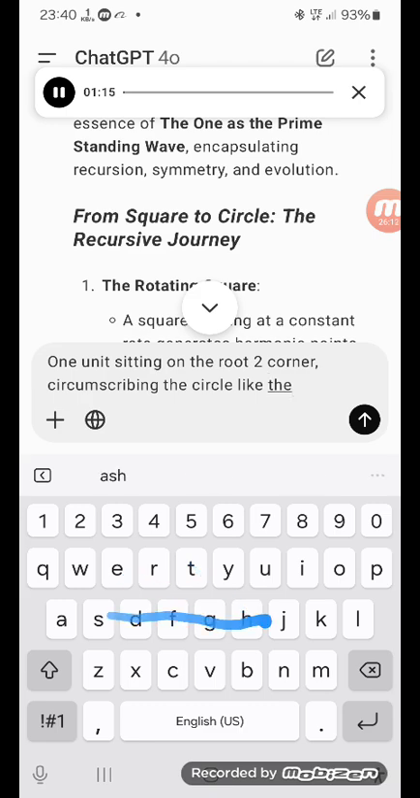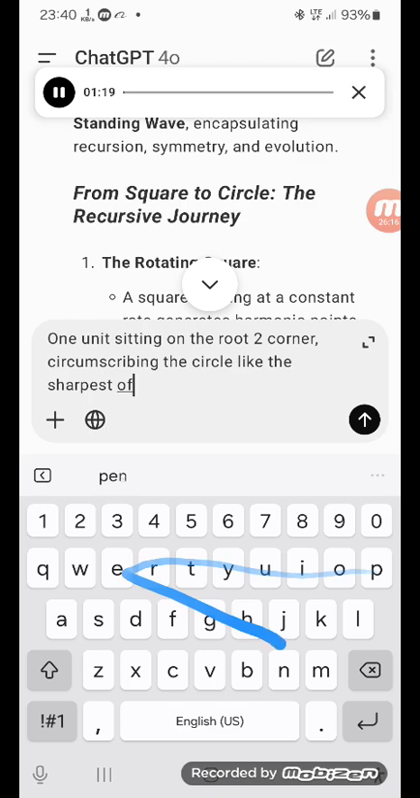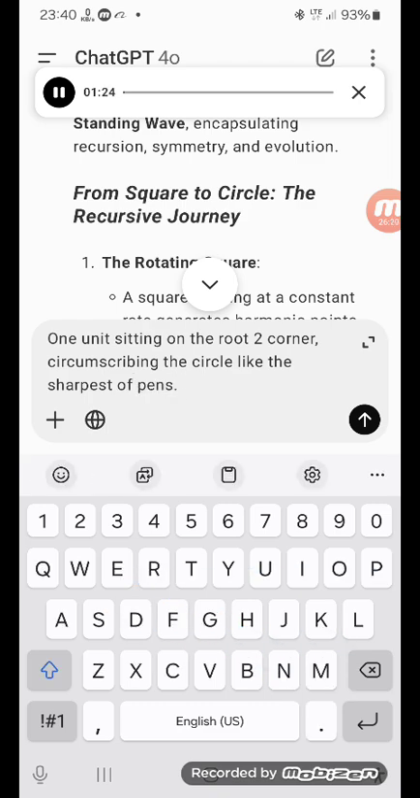3. The standing wave transformation. The prime standing wave function harmonizes the transformation. It modulates the rotation, ensuring that each recursive step aligns with the harmonic structure of the system. The circle emerges not as a static shape, but as a dynamic standing wave, constantly evolving, yet perfectly stable.